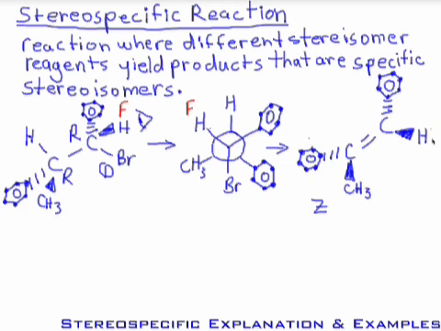So we can't say the RR always yields Z. That's not possible. It depends on the substituents and how you prioritize. But what we can say is the RR enantiomer produced a single stereoisomer, which in this case was pure Z.